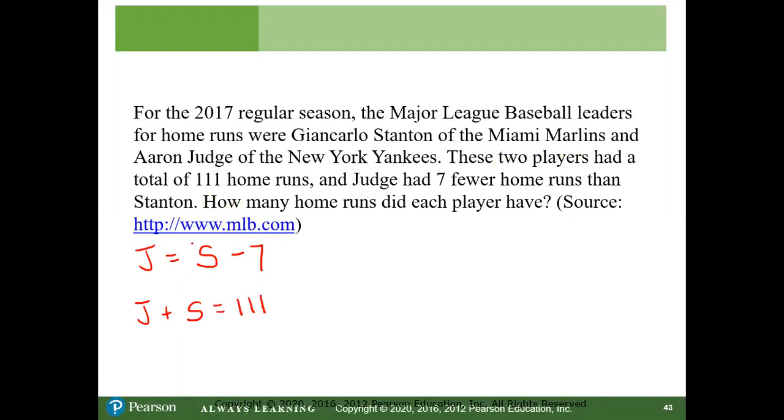Well, what we can do now is use substitution to take this amount right here, s minus 7, which we know is the same thing as j, and place that into this equation. That will give us a single equation with just one unknown. So we will have s minus 7, again, that's where the j came in from, plus s, is equal to 111.